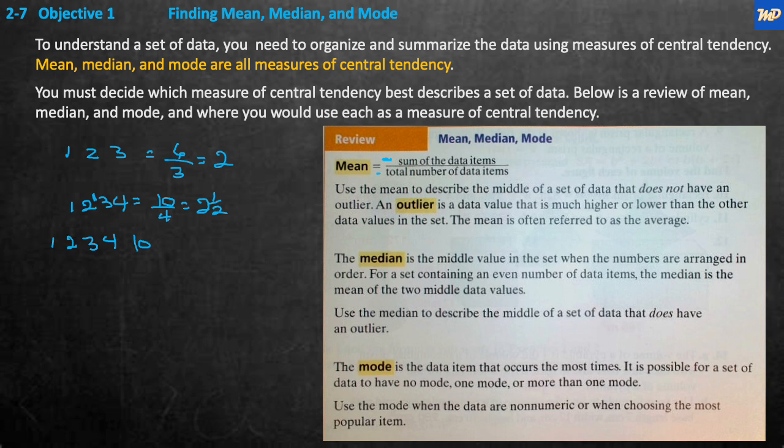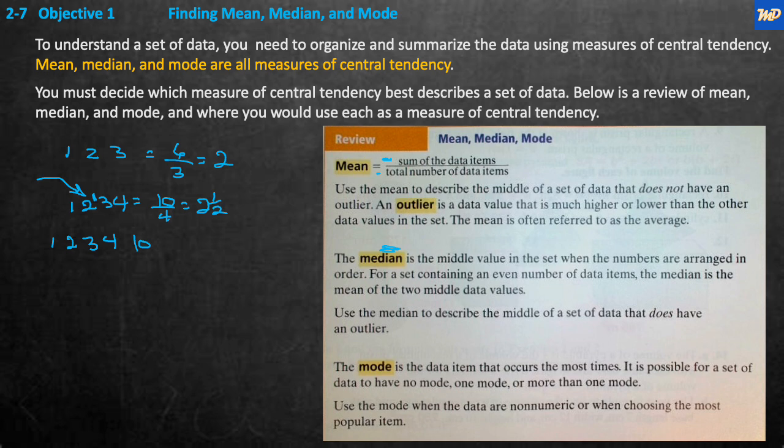The median is right here. The median is the middle value in a set when the numbers are arranged in order. For a set containing an even number of data items, the median is the mean of the two middle values. So it's almost like what we showed right here when we looked at this average, right? 2 and 3: 2 plus 3 is 5, and half of 5 is 2.5.